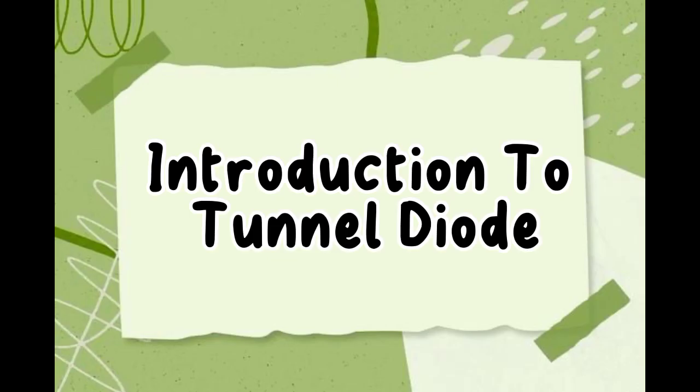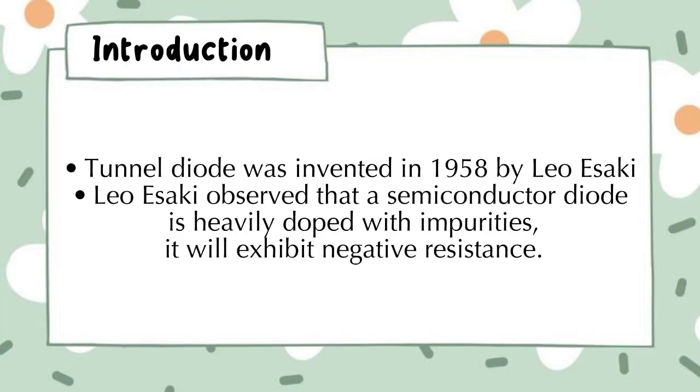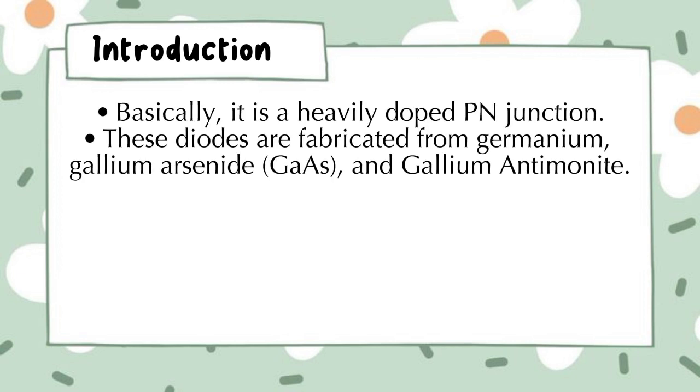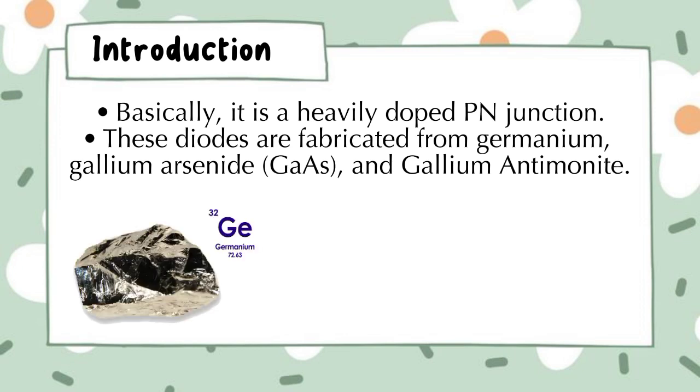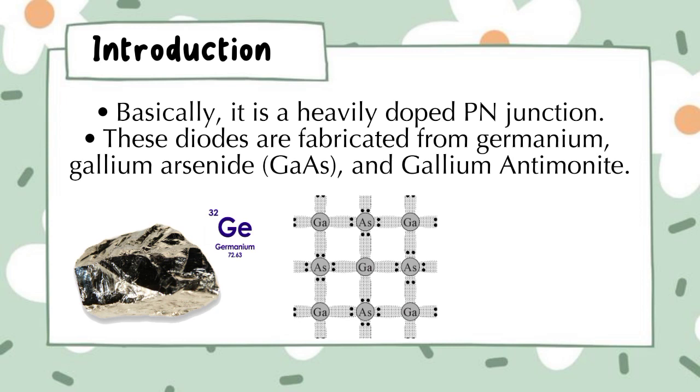Introduction to tunnel diode. The tunnel diode was invented in 1958 by Leo Esaki. Leo Esaki observed that a semiconductor diode heavily doped with impurities will exhibit negative resistance. Basically, it is a heavily doped p-n junction. These diodes are fabricated from germanium, gallium arsenide, and gallium antimonide.